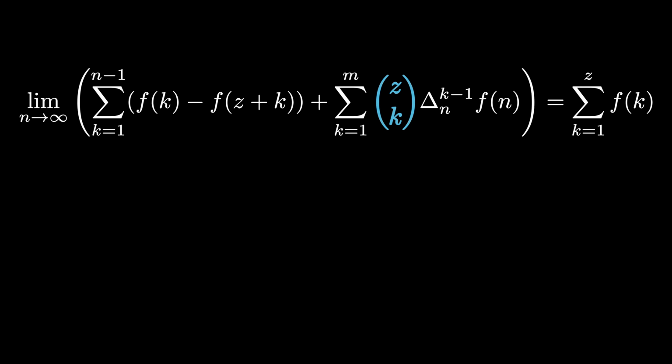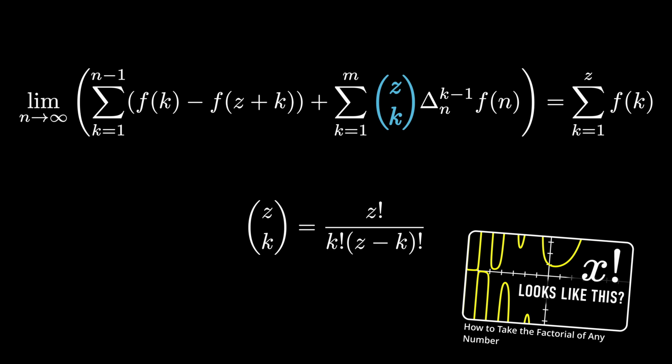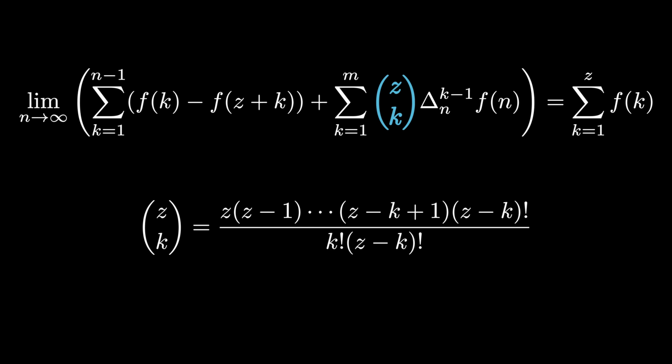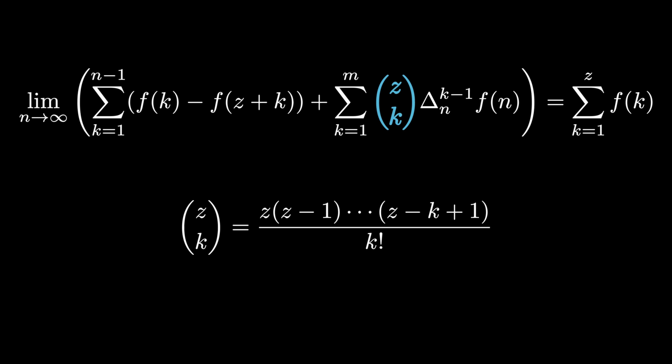This here is a binomial coefficient, z choose k. These are usually defined in terms of factorials, which seems like a problem because you can't take the factorial of a non-integer number. Or can you? But we don't need to. We can expand z factorial to z times z minus 1 times z minus 2 down to z minus k factorial. And that cancels with the z minus k factorial in the denominator. Now, when expressed like this, the binomial coefficient only requires k to be an integer, which it is, so there's no problem.